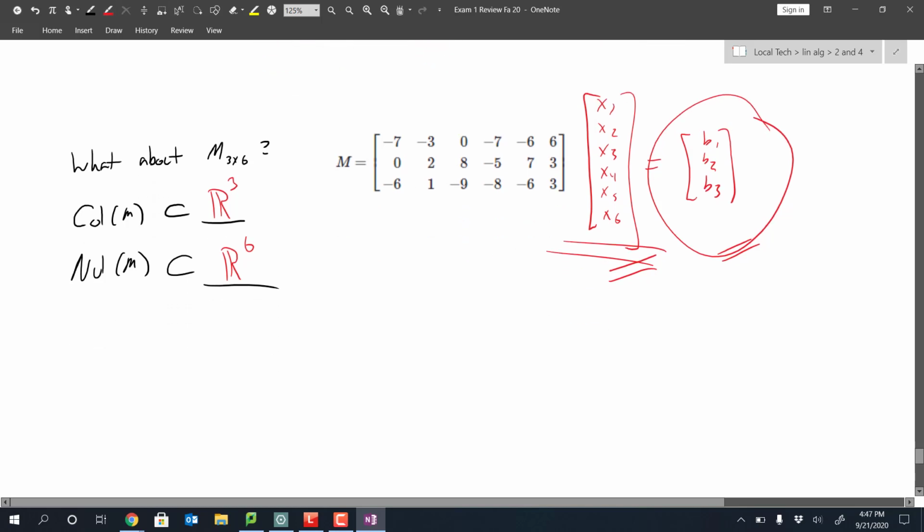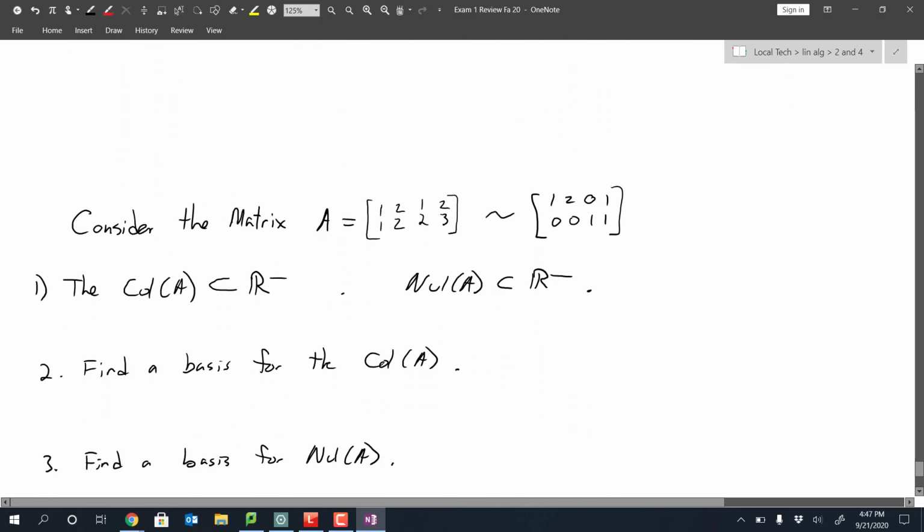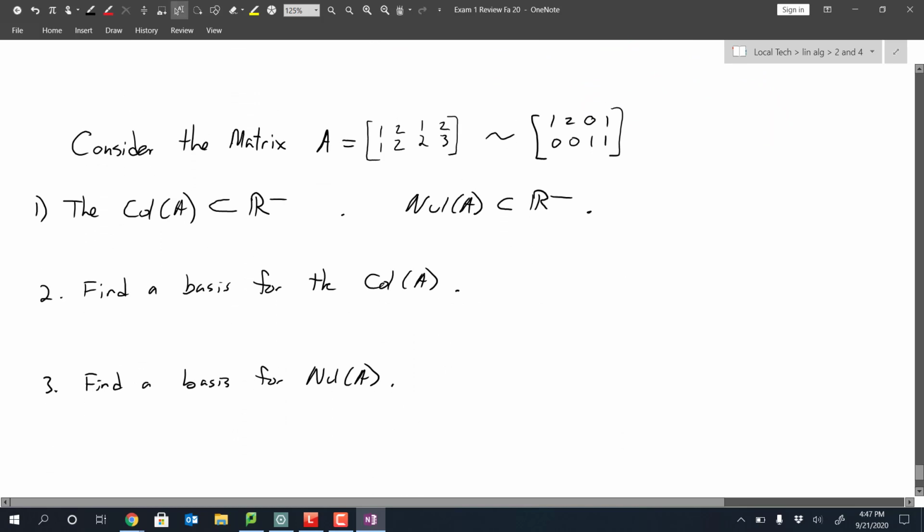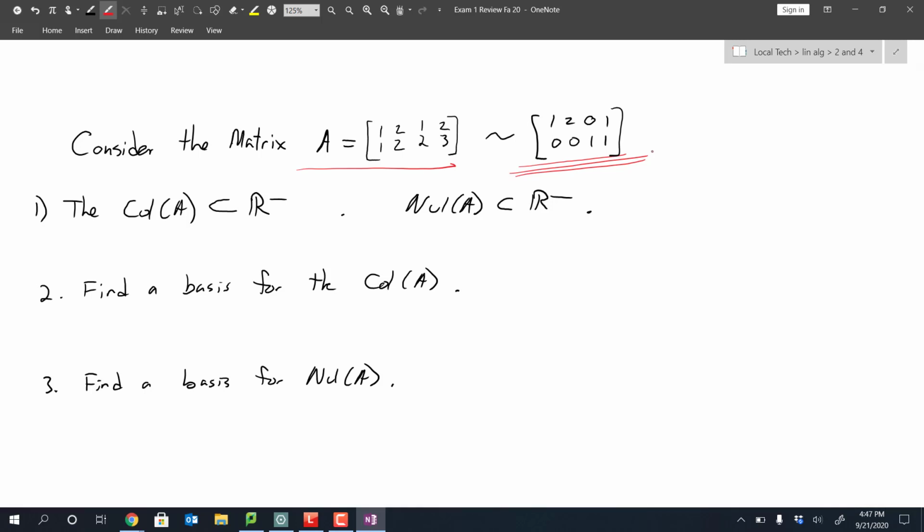And then lastly, we want to be able to take their definitions and answer all the other vector space questions about them. We want to be able to generate a basis, talk about their dimension, those kinds of things. So in this specific example, we're given a matrix, and we are told that it row reduces to this nice form. And that actually will help us answer these questions more quickly. This would be another great spot to pause the video and see if you can answer these questions by yourself.